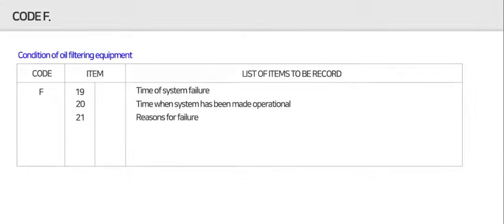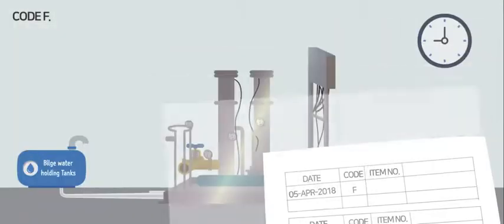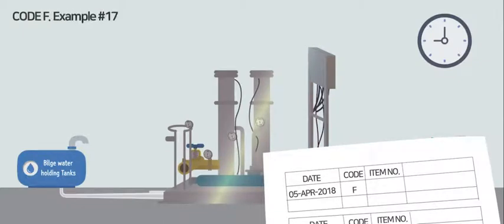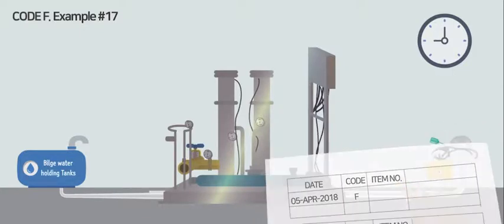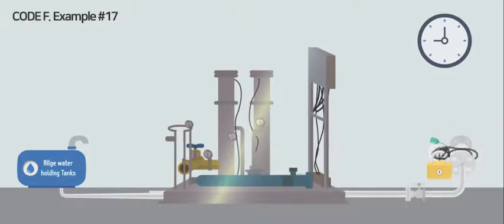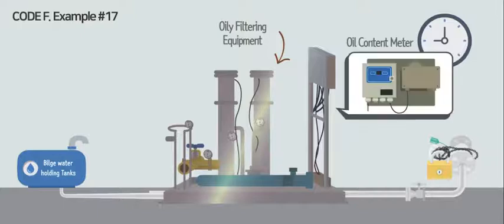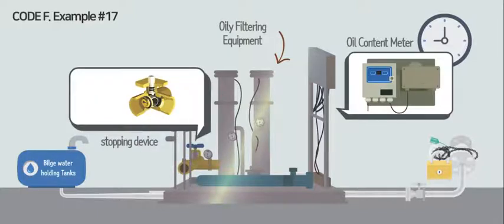Code F. Condition of the oil filtering equipment is recorded using code F. Let's take a look at the example to learn how to write in detail. Example 17. In case of failure of oily filtering equipment, oil content meter or stopping device.